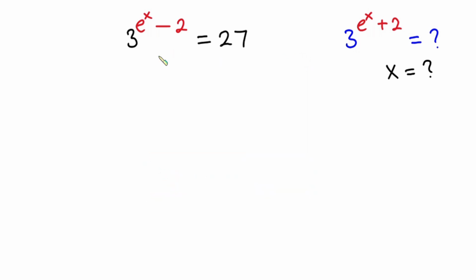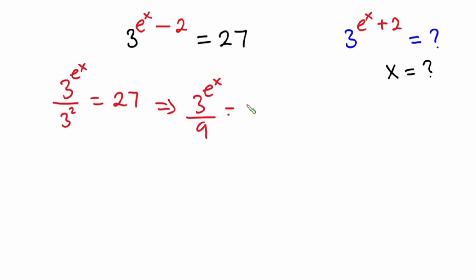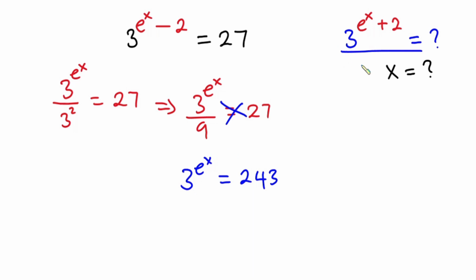Now let's get started. First, considering the left-hand side of this equation, this could also be written as 3 to the power e to the power x divided by 3 to the power 2, and this is equal to 27. So this implies that 3 to the power e to the power x divided by 9 is equal to 27. Now let's go ahead and cross multiply. So we have 3 to the power e to the power x is equal to 9 times 27, which is nothing but 243. Since we know the value of 3 to the power e to the power x, we can easily find the first problem.